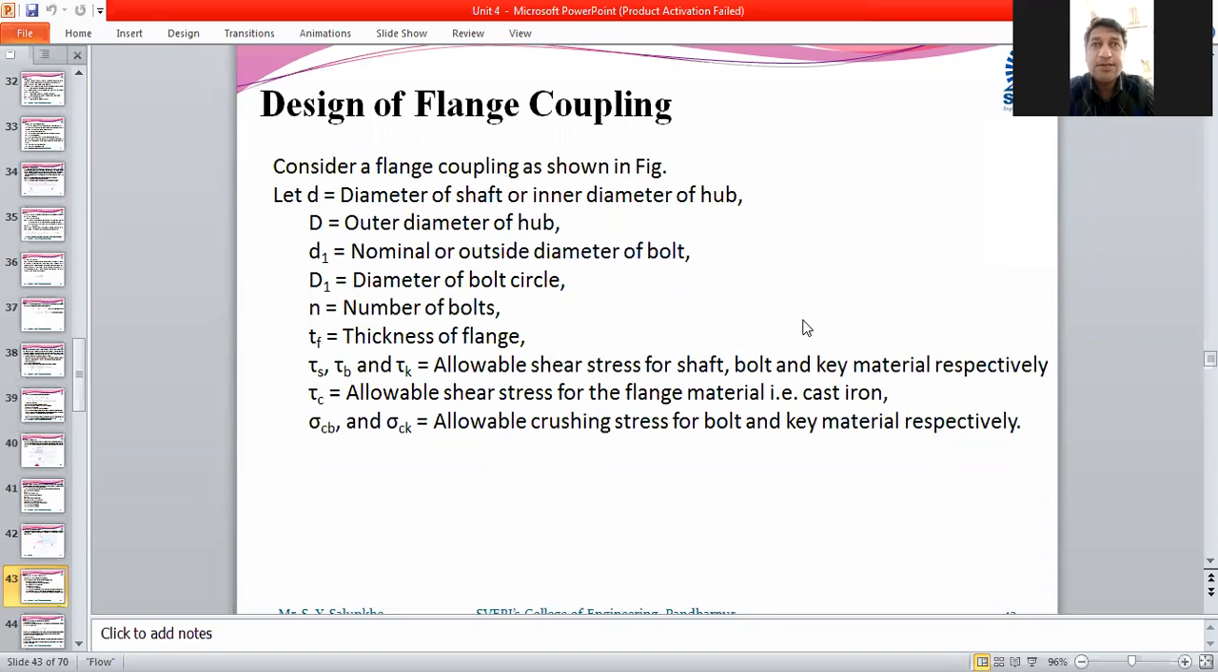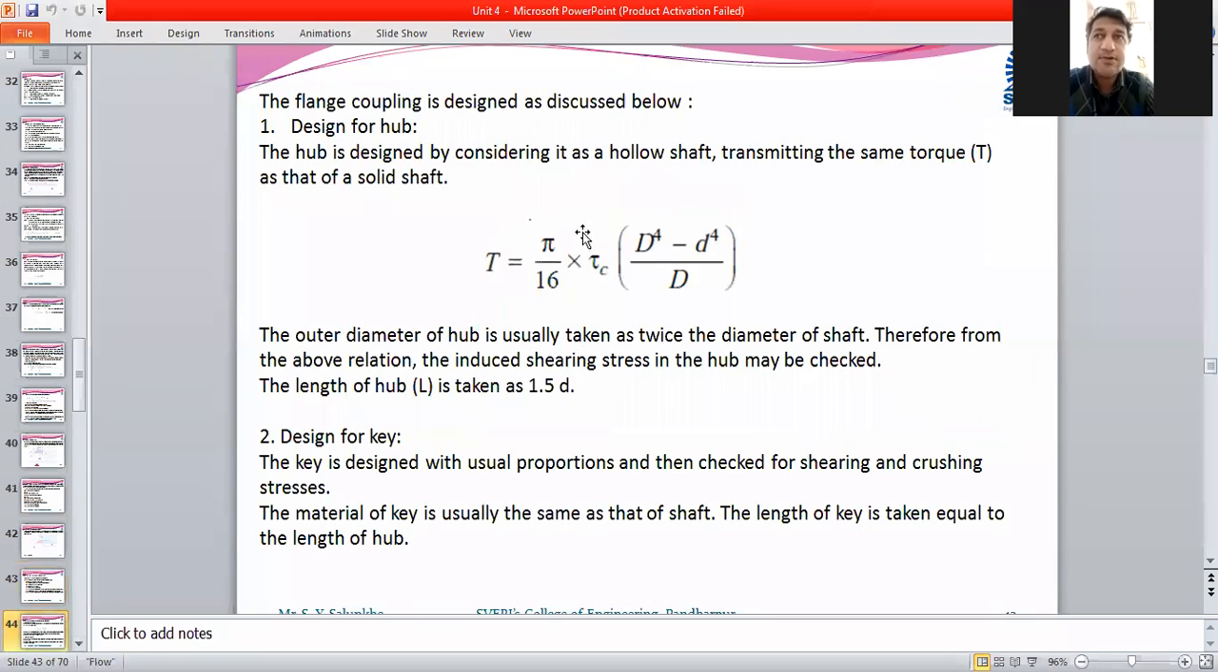As we have seen in yesterday's lecture, the design of flange coupling, we have covered this slide by knowing the nomenclatures of this particular design, and we have come across the design of the hub, as well as the design of the key.